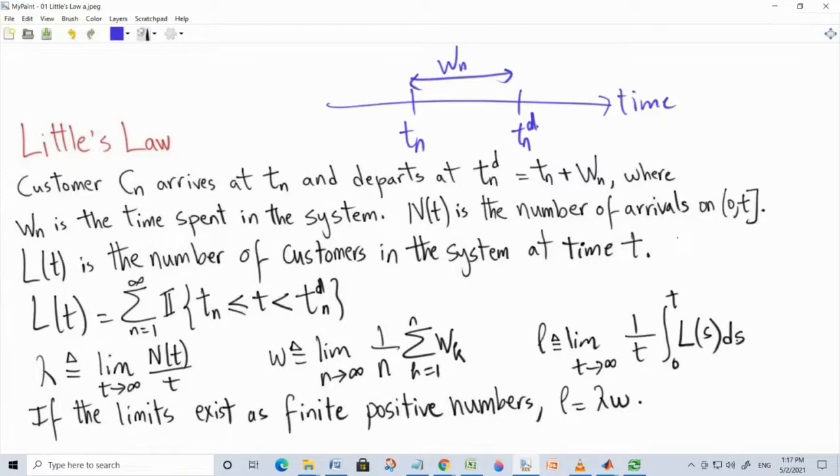So you can take an instant of time t and ask, how many customers are there in the system at instant t? Of course, this will change from t to t. So can we write a formula? Yes, we can write a formula in which we express L of t as a function that depends on Tn and Tnd. Specifically, we'll have a summation over the natural numbers, n from 1 to infinity, and then an indicator: customer n should be counted in L of t if the time instant t is between Tn and Tnd, between the time of arrival and the time of departure of customer n.